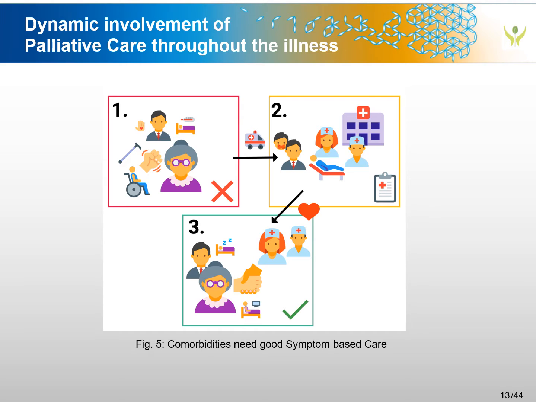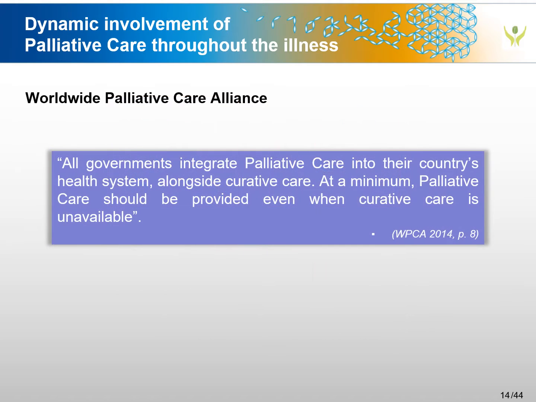The available evidence indicates that palliative care and a multidisciplinary approach to care lead to improved symptoms and quality of life of patients and their families. The Worldwide Palliative Care Alliance has recommended that all governments integrate palliative care into their country's health system, alongside curative care. At a minimum, palliative care should be provided even when curative care is unavailable.